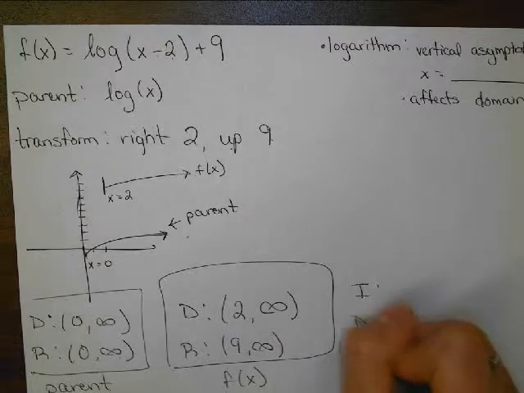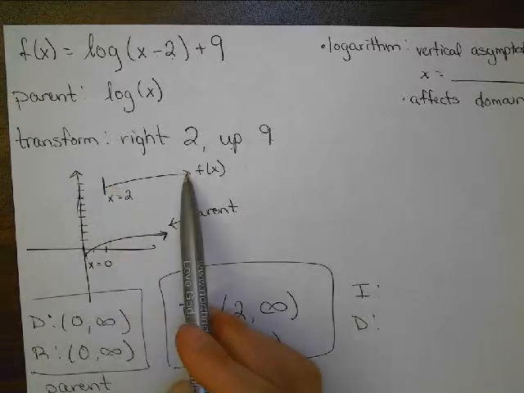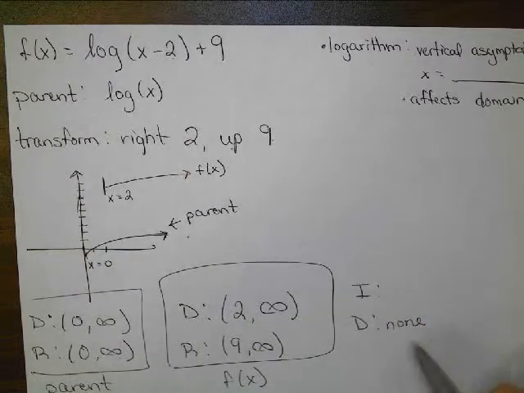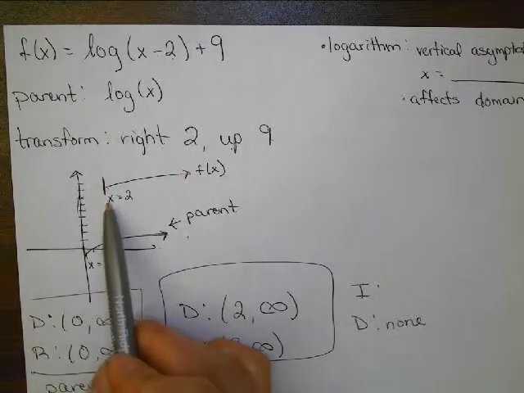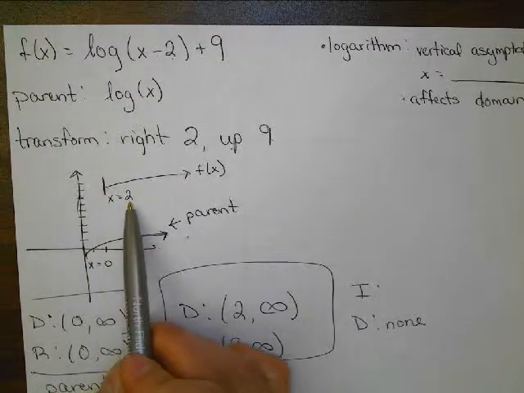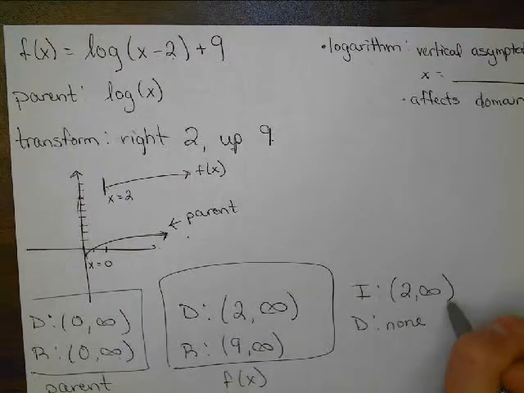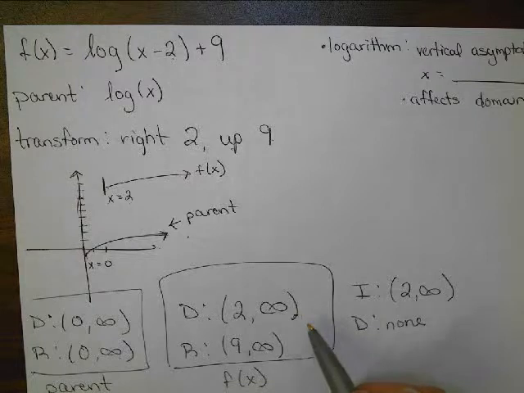If I wanted to look at my increasing and decreasing intervals, you can see here that this doesn't decrease at all. It's always increasing. And it's always increasing starting, again, with the x-axis, so that means I start at 2 here, which also is my asymptote. So I'm increasing from 2 to infinity, which again matches my domain, just like it did for all my other functions that increased in one direction.